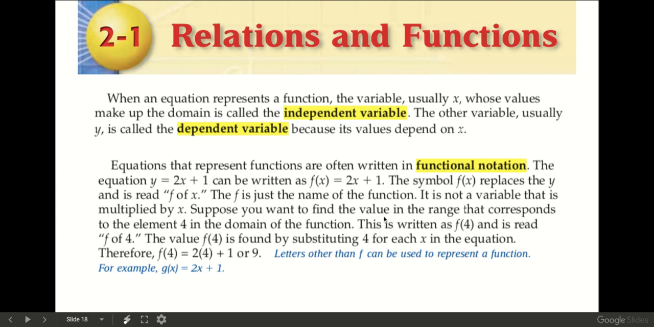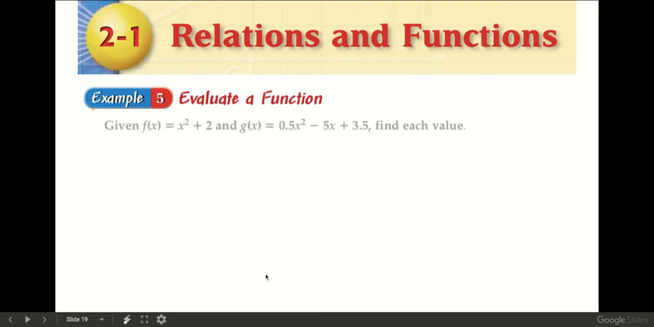All right. So if something is written as f of 4, it is read as f of 4, and the value is found by substituting 4 in for each one of the x's in the equation. So therefore, f of 4 equals 2 times 4 plus 1, right? Anywhere there was an x, I'm putting a 4 in its place, right? So let's look at an example of this.